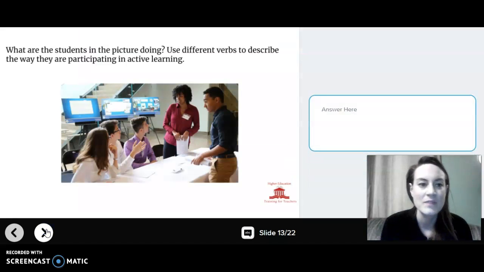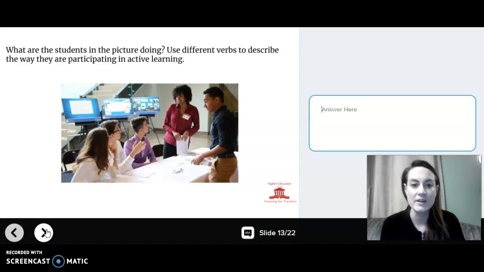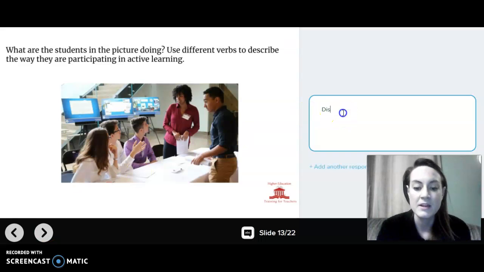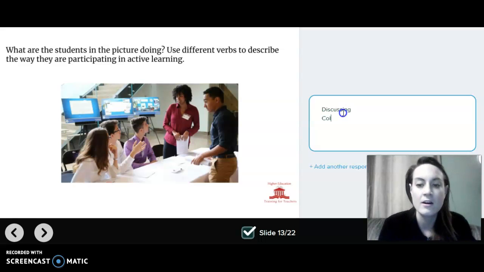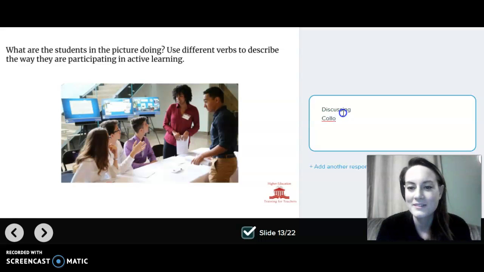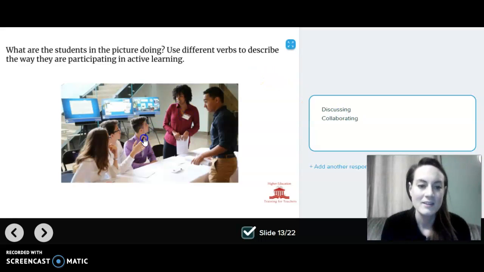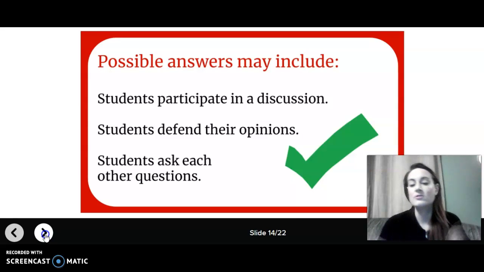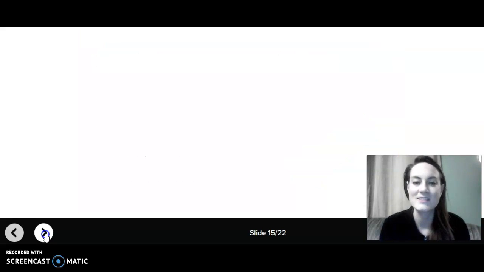So let's look here. What are the students in the picture doing? Use different verbs to describe the way they are participating in active learning. They are maybe discussing about the topic. Maybe they are collaborating together. Lots of different examples you can choose. So students participate in a discussion, students defend their opinions, students ask each other questions.